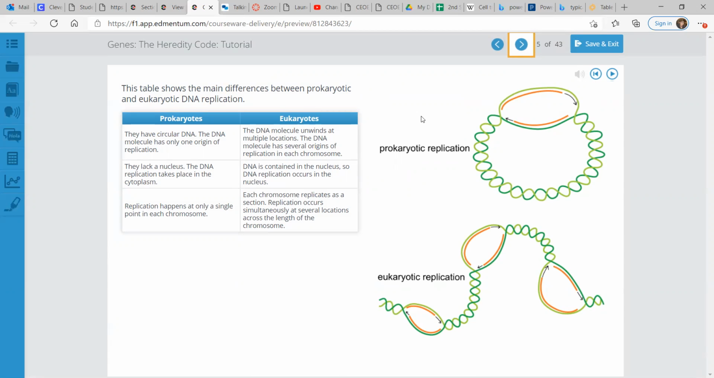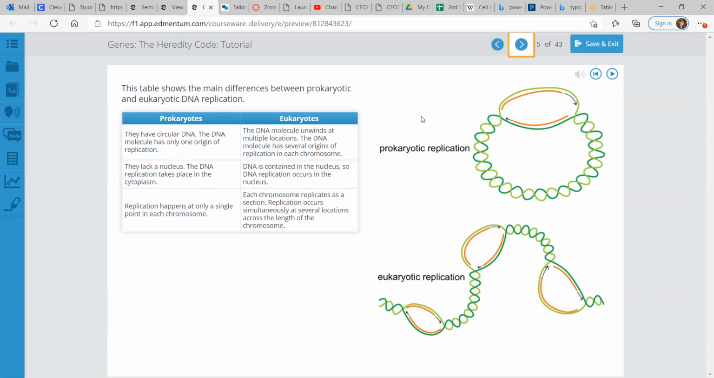This table shows the main differences between prokaryotic and eukaryotic DNA replication. Prokaryotes, they have circular DNA. The DNA molecule has only one origin of the replication. They lack a nucleus, and the DNA replication takes place in the cytoplasm. Replication happens at only a single point in each chromosome.